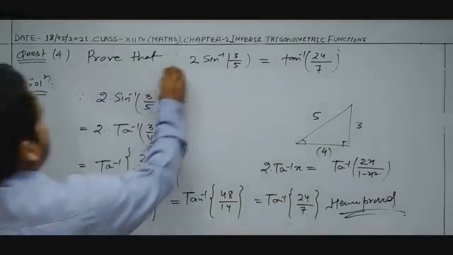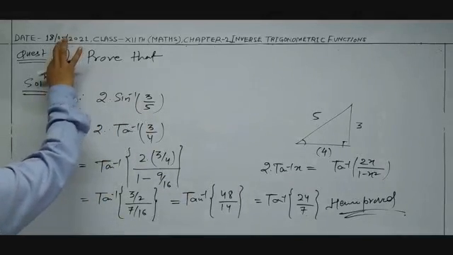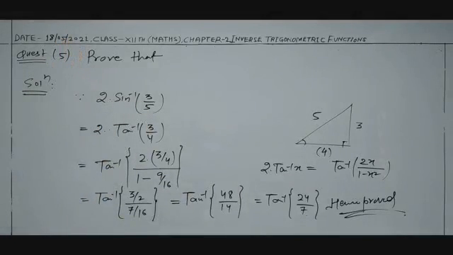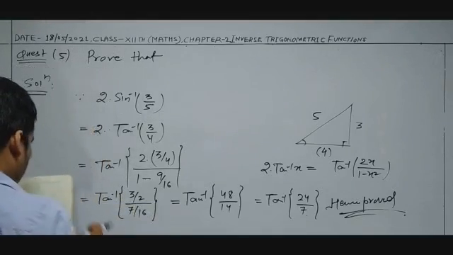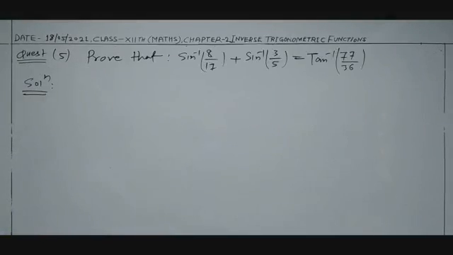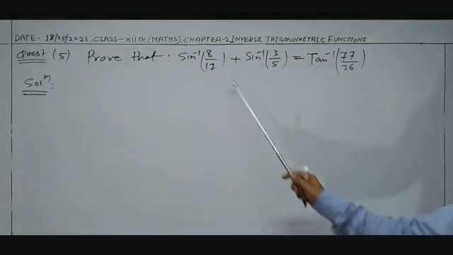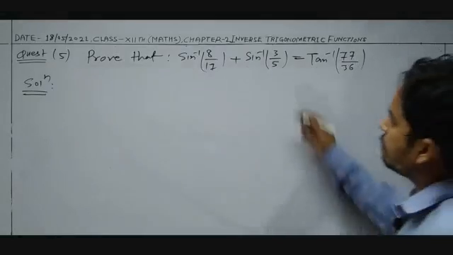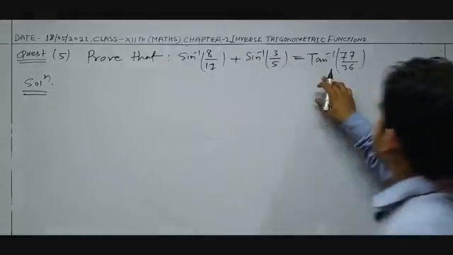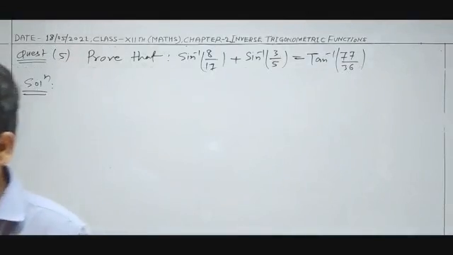Now come to question number 5. Question number 5 is question number 4 of NCERT miscellaneous. So this is the question. We have to prove that sin inverse 8 by 17 plus sin inverse 3 by 5 is equal to tan inverse 77 by 36. So take the left hand side of the expression.